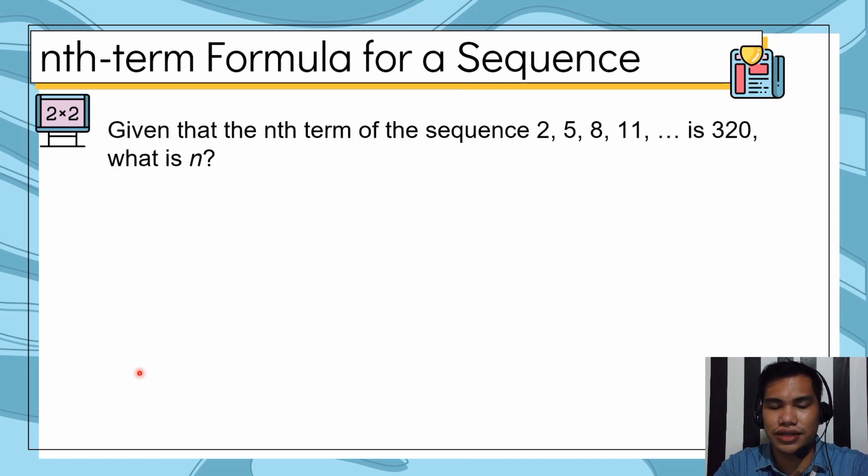Next, what if we are asked the following question? Given that the nth term of the sequence 2, 5, 8, 11, and so on, is 320, what is n? Wait a moment. Given the sequence 2, 5, 8, 11. The nth term is 320. The question is, what is n? Meaning, 320 is what term?